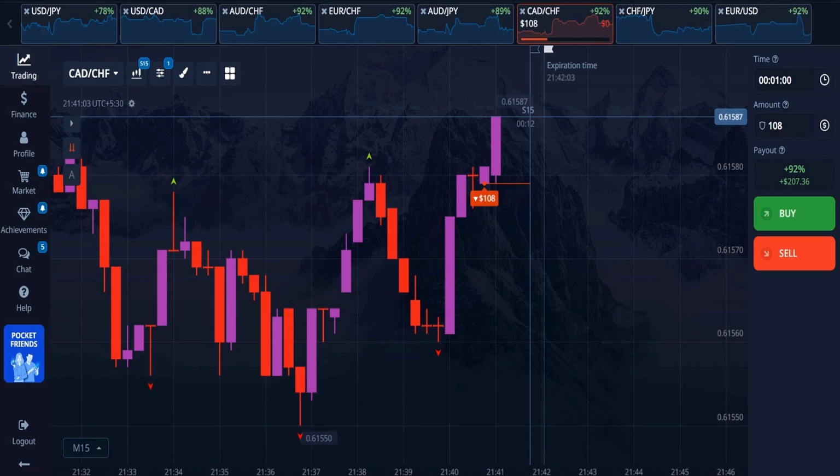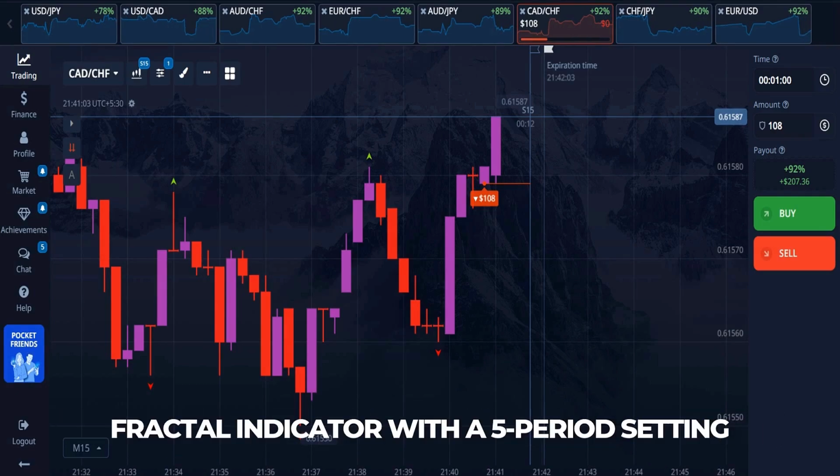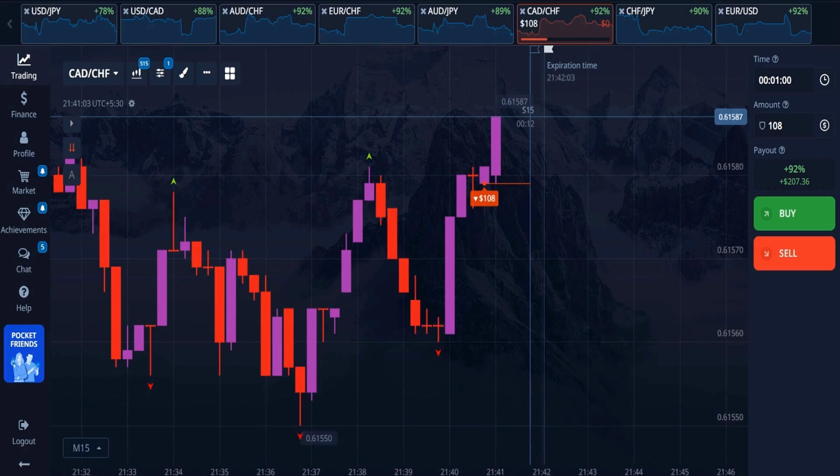All right, let's get started. We'll be using the Fractal Indicator with a 5-period setting. But here's the twist. We will not trade based on fractal signals directly. Instead, we'll use them as support and resistance levels to make high-probability trades.